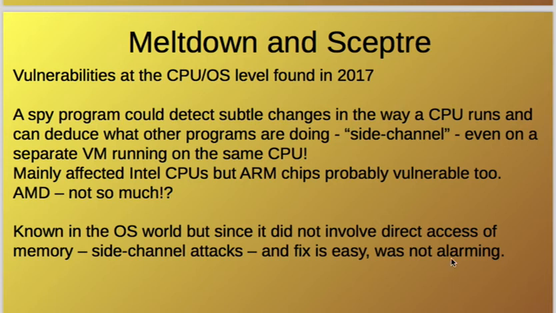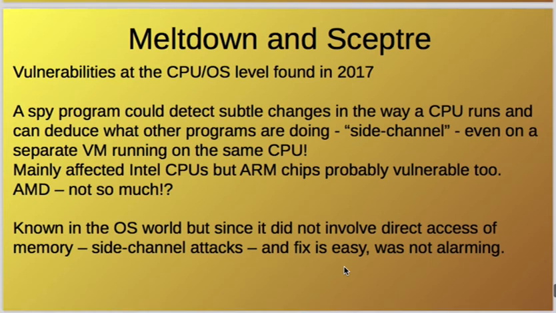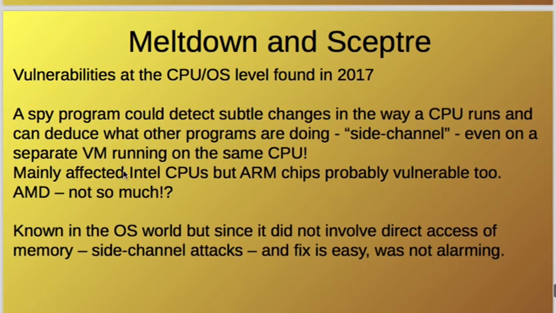The alarming part was that once you do the fix, your CPU slows down because you have to flush a certain part of your cache. And that was actually pretty much all you needed to do. It fixed the problem, but your system ran slower, and that was the big problem. It affected mainly Intel CPUs, but also ARM chips like the ones that your smartphones have. They were probably vulnerable too.